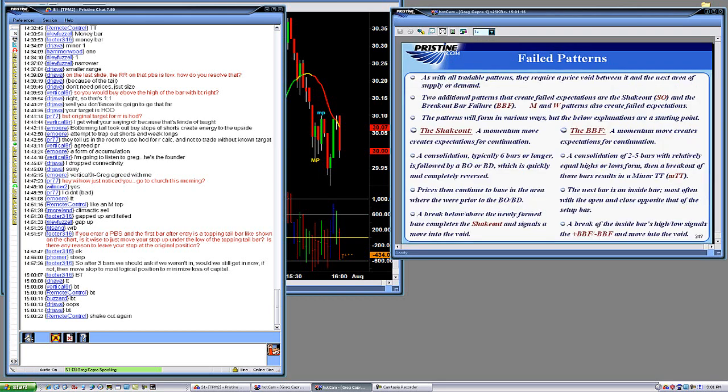Like this slide is what we're going to be looking at next. It just gives you the text to explain the patterns. We've already looked at several shakeouts. The other setup is a breakout bar failure. It's more of a warning pattern that says take profits, because they shouldn't form. All right? And we'll look at examples of that.